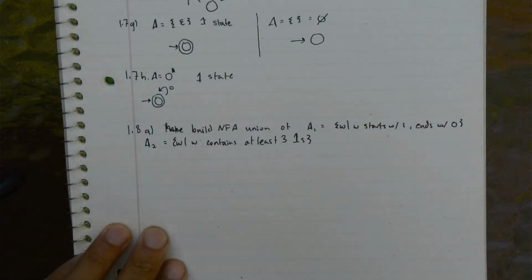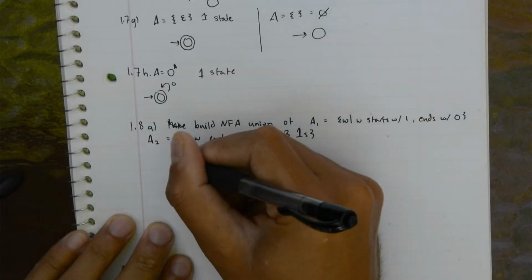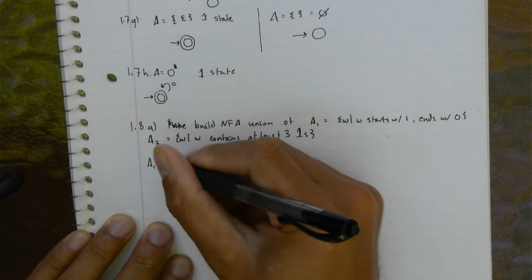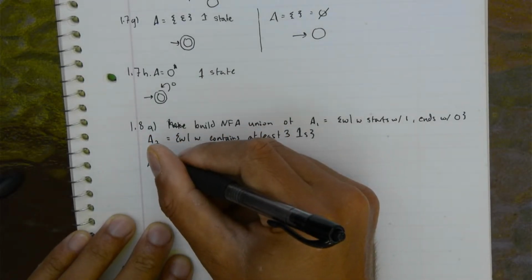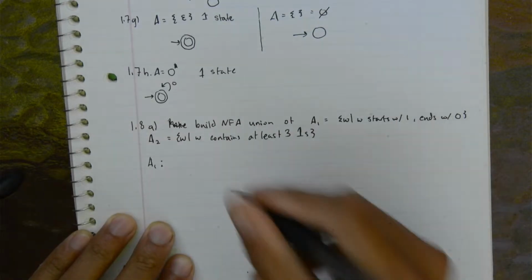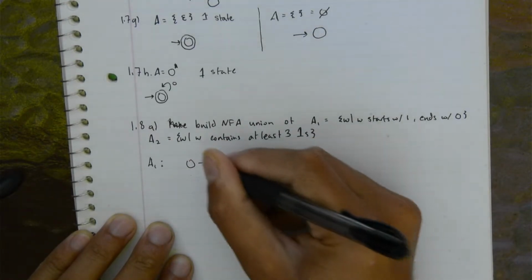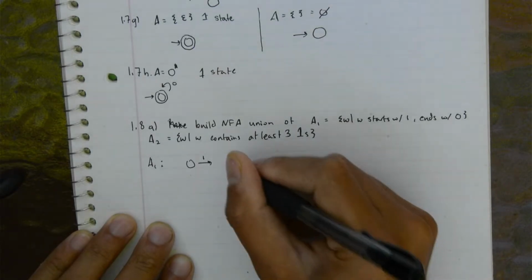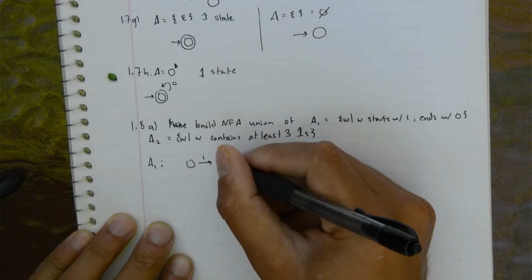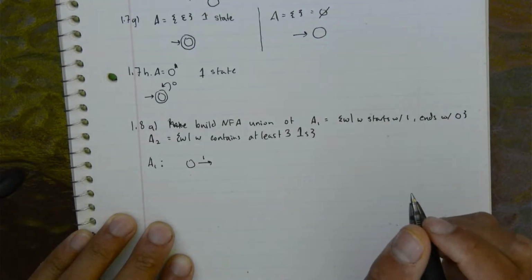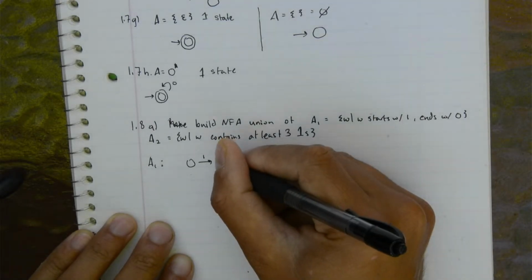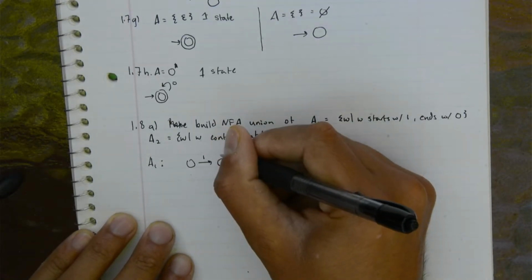Okay, so let's just build the DFAs again. So A1's DFA is going to be, so if you get a 1, let's see if we can do it with an NFA.